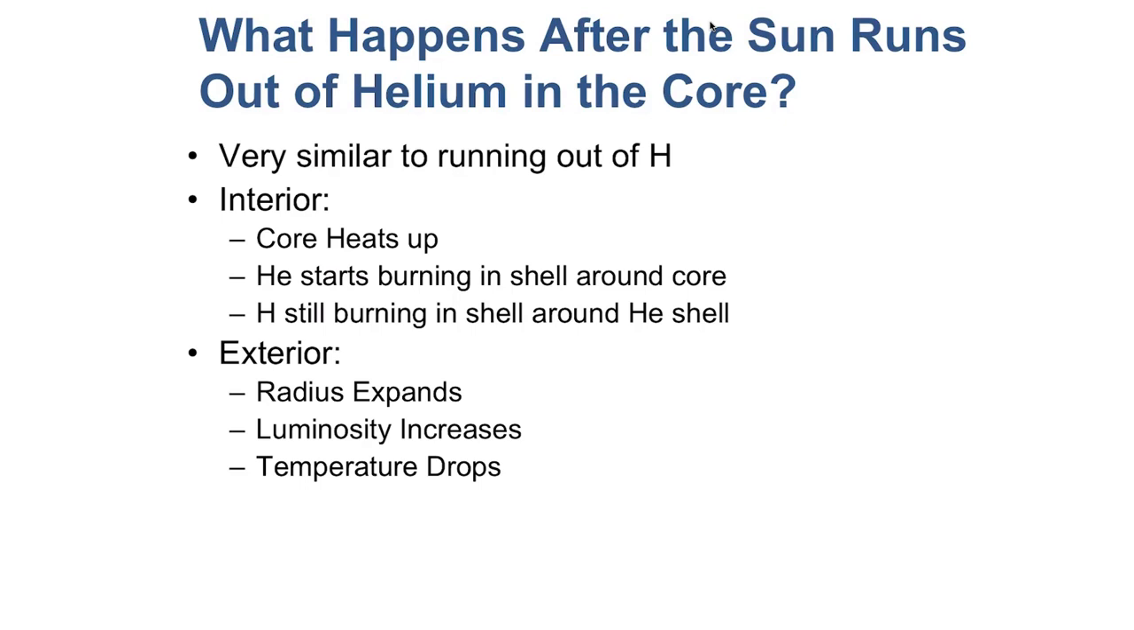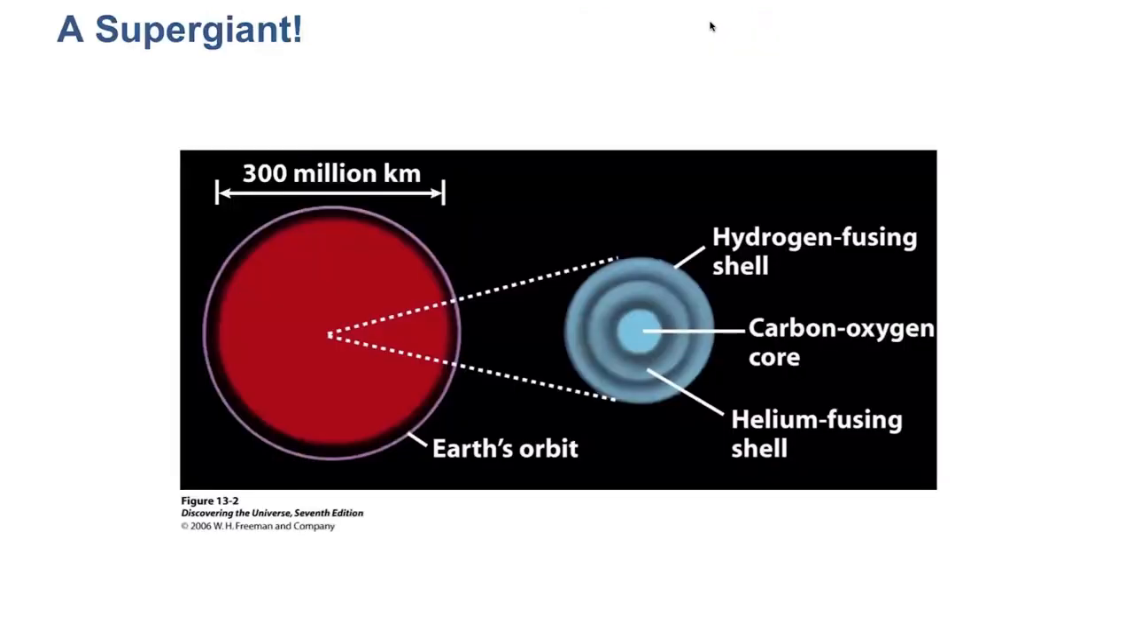And so that increase in luminosity pushes the outer parts of the star outwards. The radius expands, luminosity goes up, the temperature drops again, and it moves back up and to the right on the HR diagram. This is what the interior of that star might look like in cartoon form now.